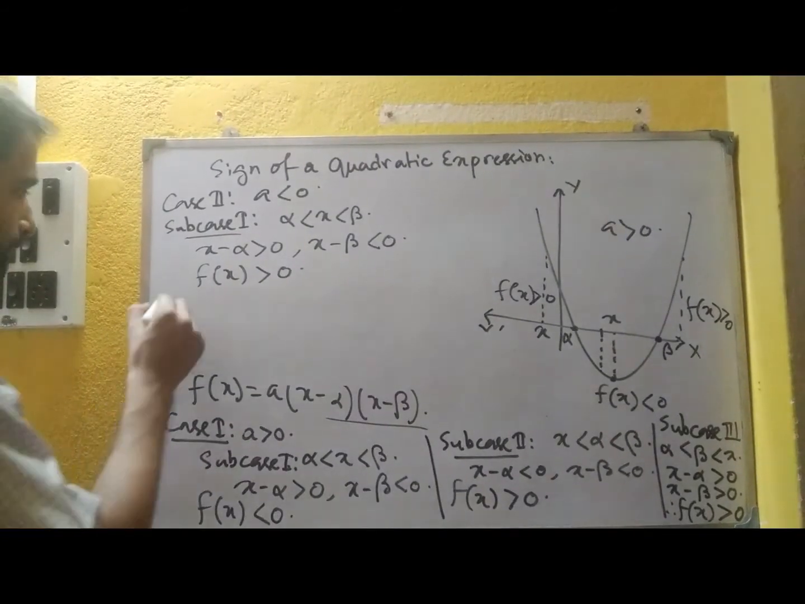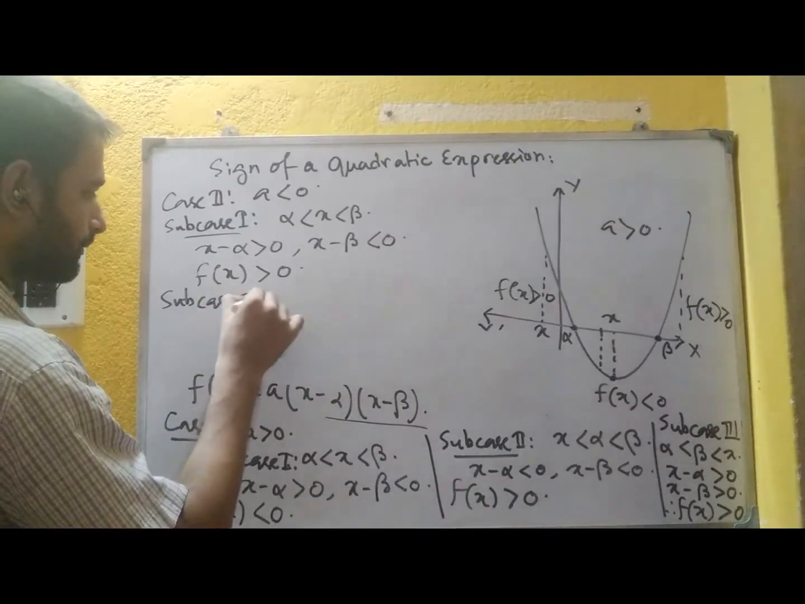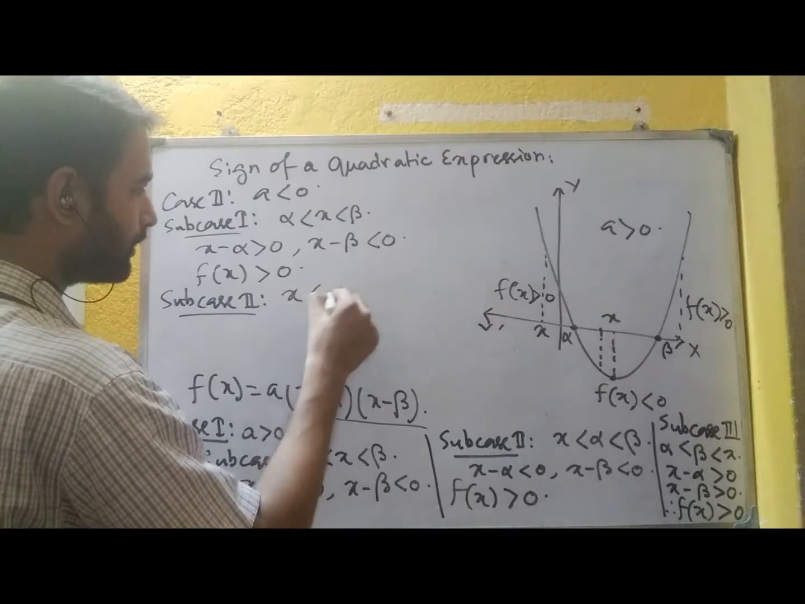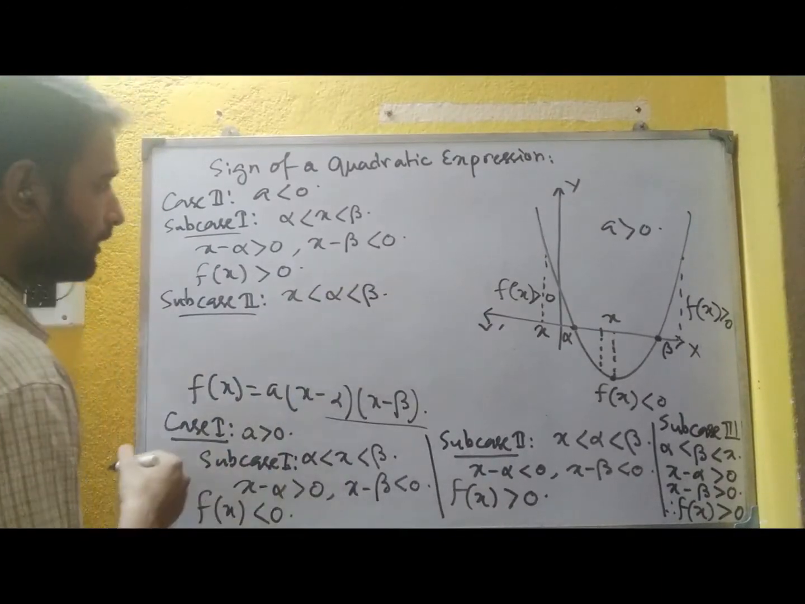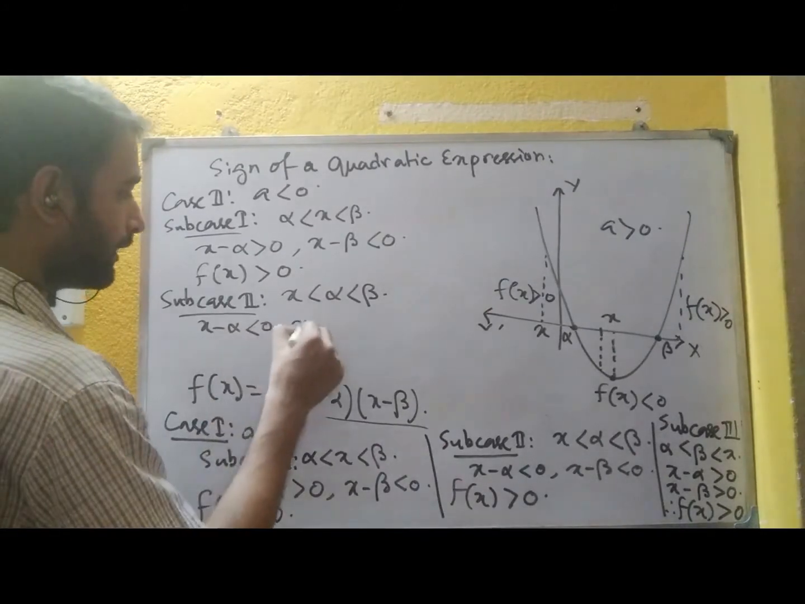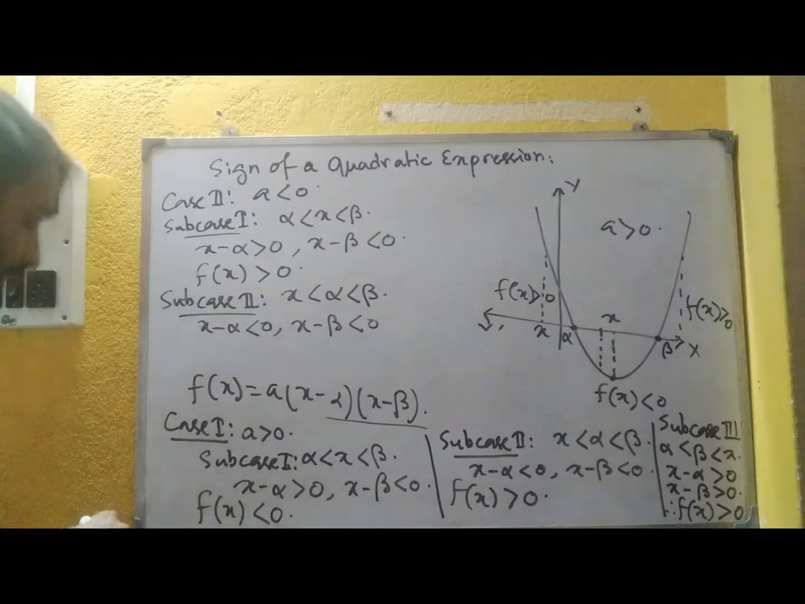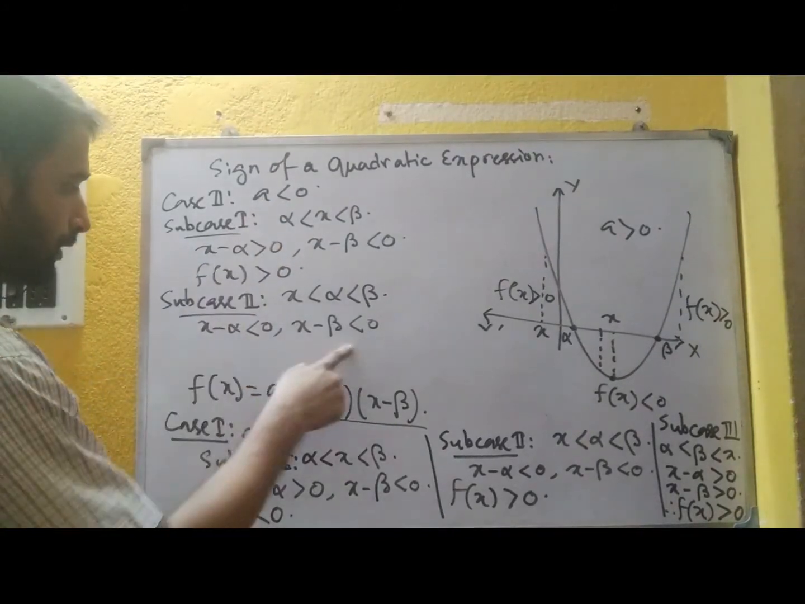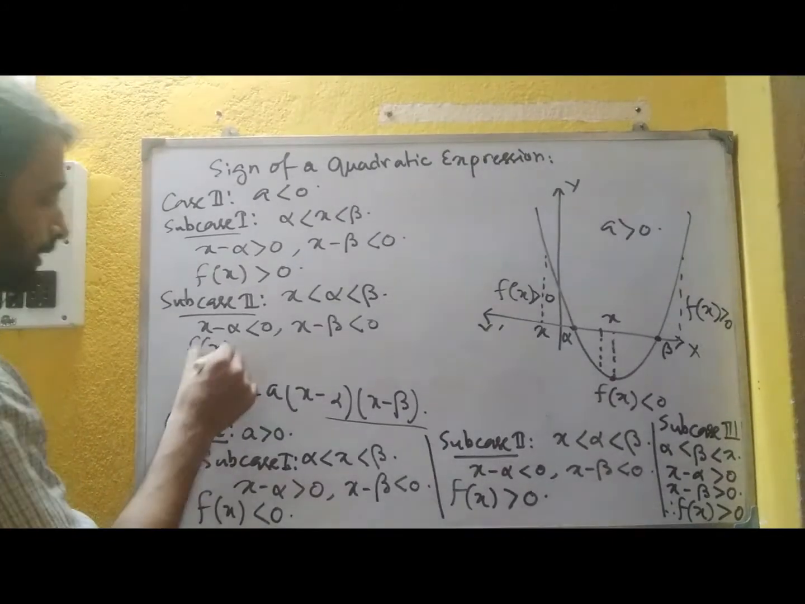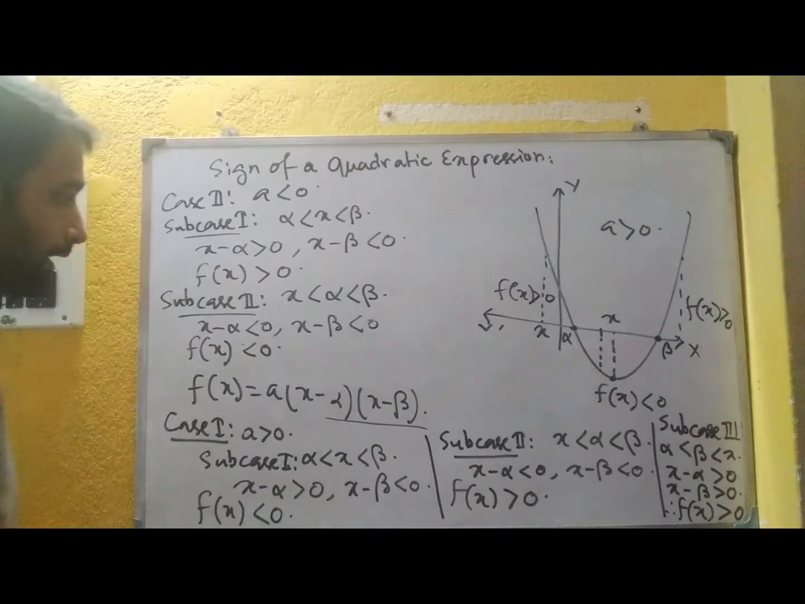I'm showing it in the graph again also. Let me first cover all the cases. In subcase 2, suppose we are taking x to be in the left hand side of alpha. Then you can say x minus alpha is less than 0. x minus beta is also less than 0. Then in this case, a is negative and both the factors are also negative. So if f(x) is the product of 3 negative factors, then you can say it is less than 0.